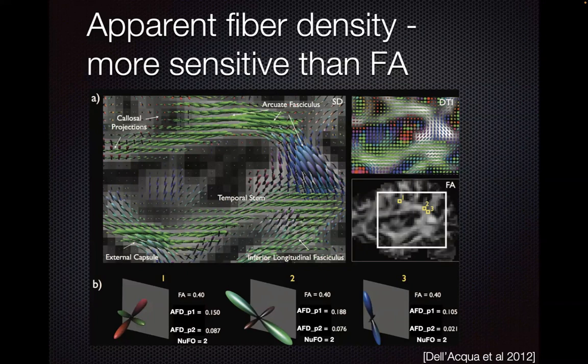And here I used apparent fiber density. The A, like apparent diffusion coefficient, appears. So the apparent fiber density for each peak in the voxel. So the green one and the red one. You can see the potential.